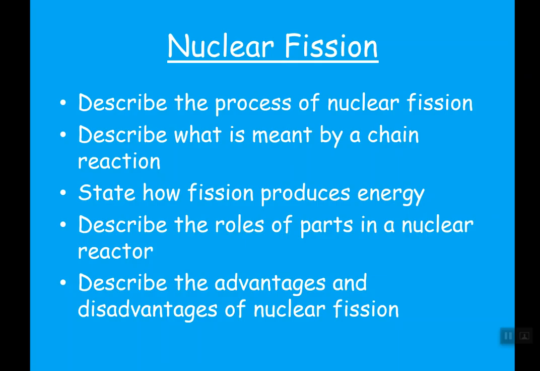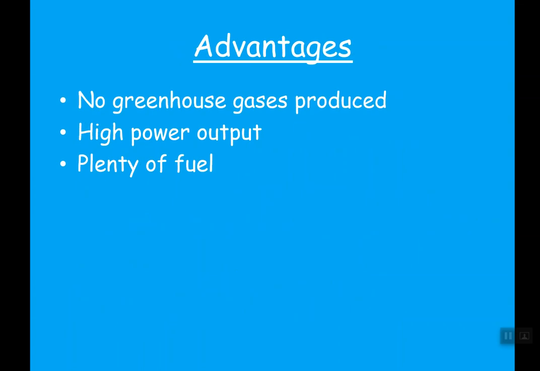Final part, describing the advantages and disadvantages of nuclear fission. So here are the advantages. So we've got no greenhouse gases being produced. You need to word it like that, no greenhouse gases. Okay, don't just say nothing dangerous produced. No greenhouse gases. That's a good thing because then we're not getting carbon dioxide produced, for example, which means that we've not got things like the global warming being contributed to. So that is a positive.